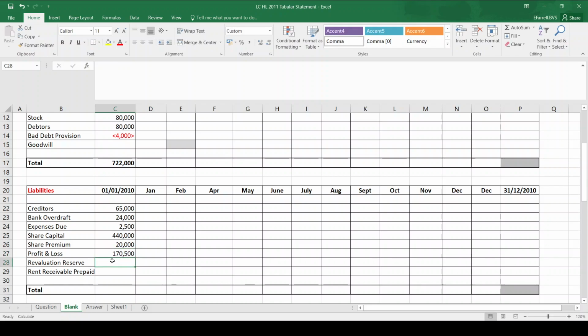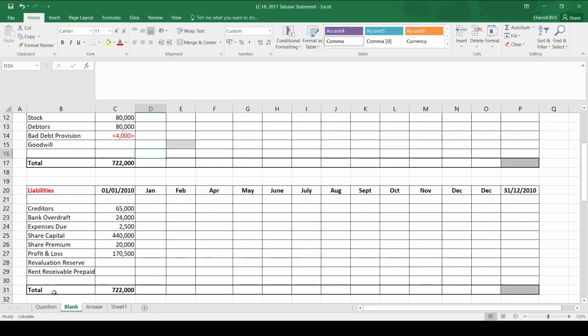170,500. And again, there's no revaluation reserve or rent receivable prepaid, but it usually comes into play during the question, so I put them in here. And again, I'd leave a couple of lines for any further liabilities. So again, they total 722. So now that's balanced at the start of the year.